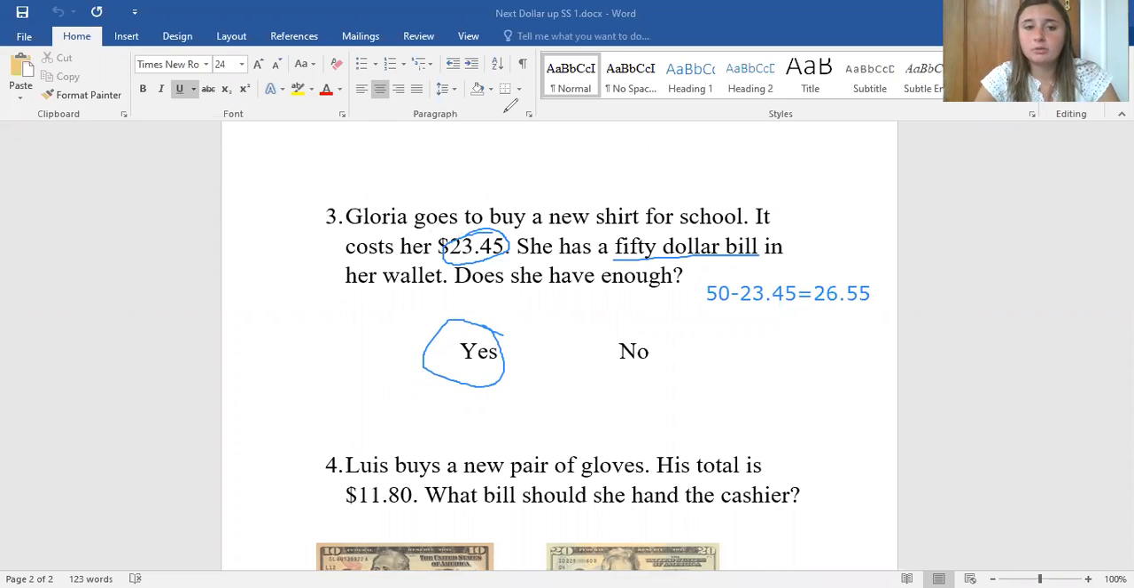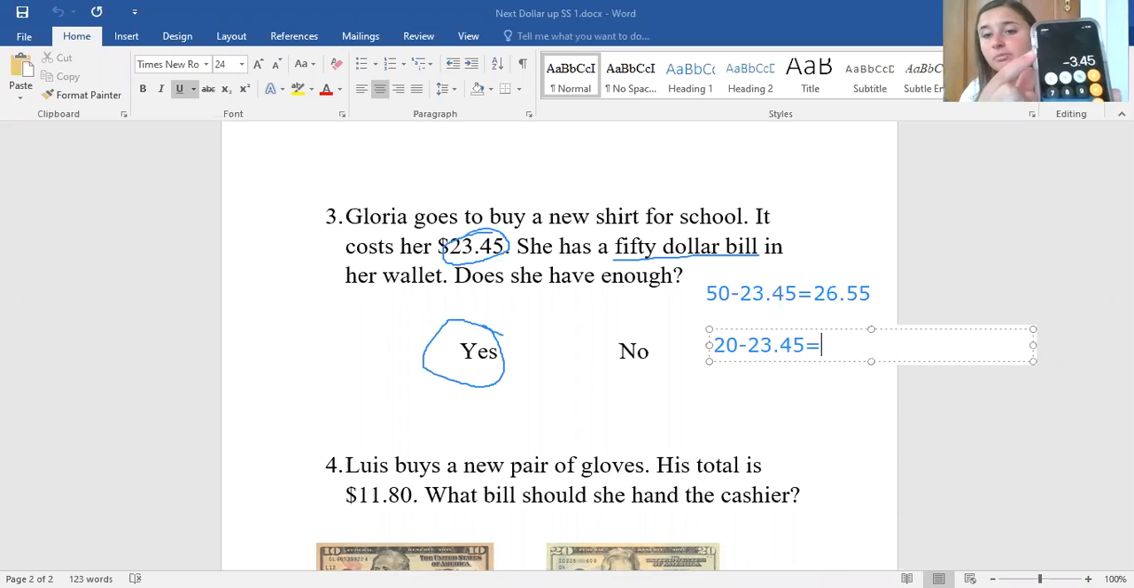So let me just show you what it would look like if she didn't have enough. So let's say Gloria only had a $20 bill and she owed $23.45. So if I typed that into my calculator, 20 minus 23.45, I get this negative, or this minus sign in front of the 3. That means that I did not have enough to make the purchase because I ended up with less money and still owing money. I still owe $3.45.